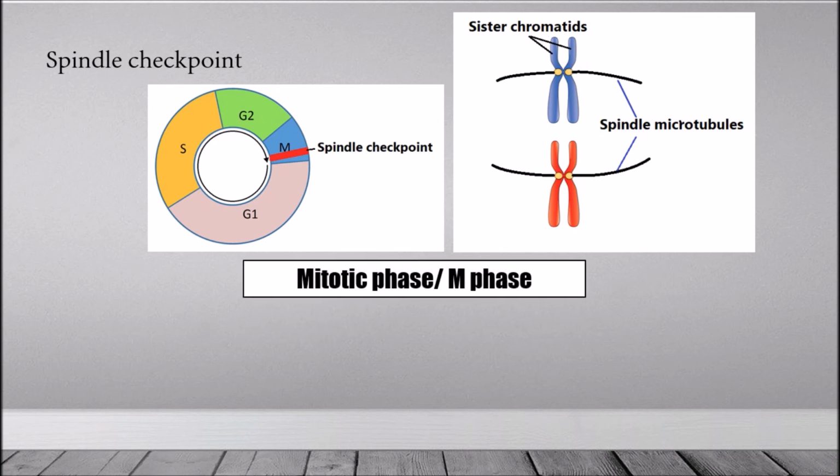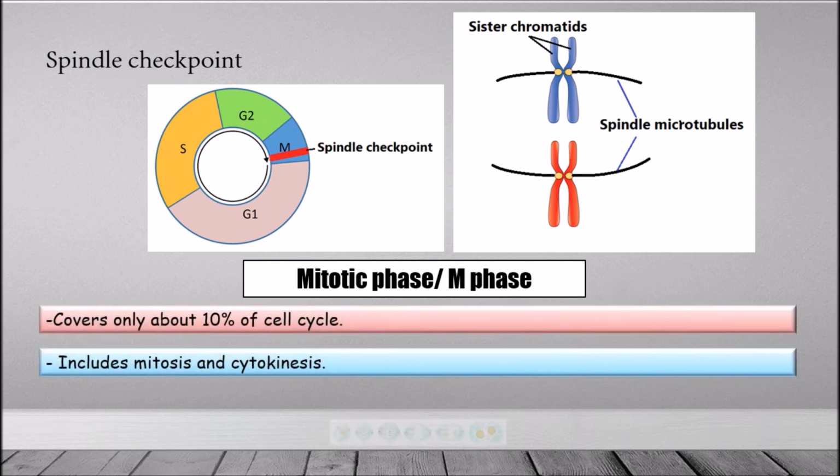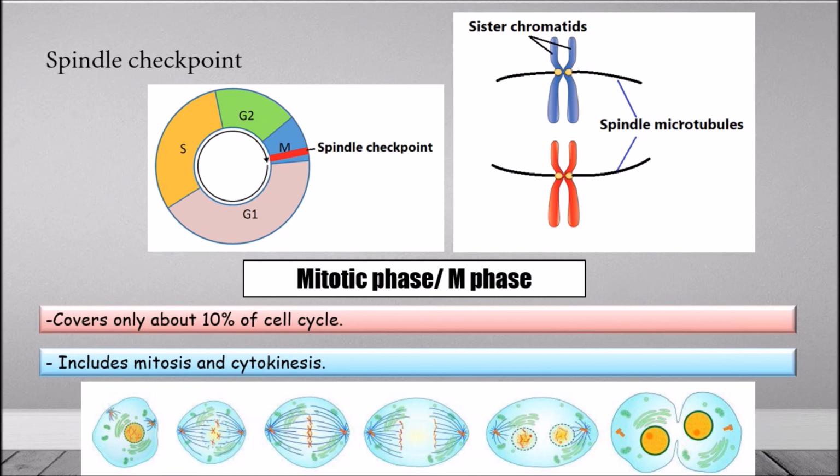Mitotic phase, that is also called M phase. M phase covers only about 10% of the cell cycle. This includes mitosis and cytokinesis.